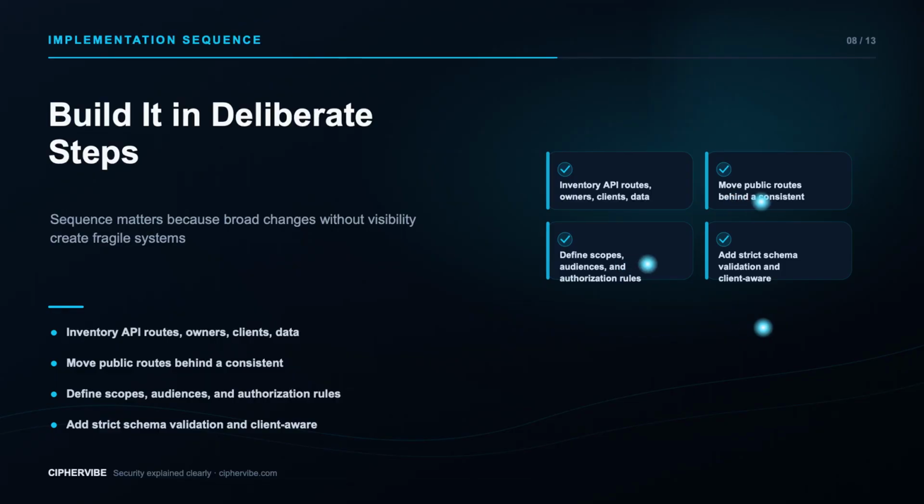Prefer pilots with a named owner and rollback plan over an unmeasured organization-wide switch. The best rollout is one where a normal workflow succeeds, an unsafe path fails closed, and the team can explain the decision from logs rather than intuition.